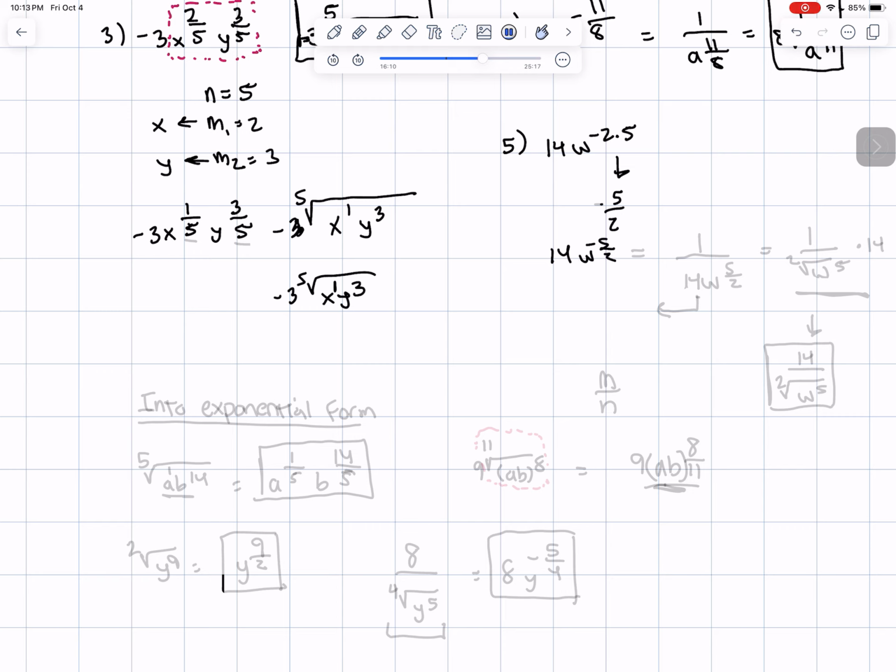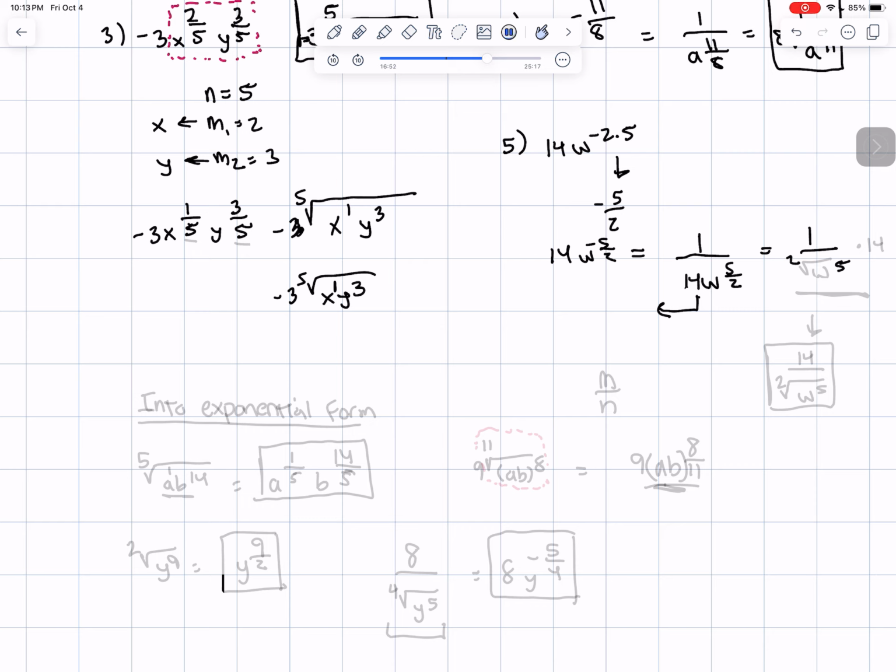But remember, it's negative. So I'm going to write it in my fraction form, because if it's negative, I have to put it as 1 over 14w to the 5 over 2. But once it's on the bottom, it becomes positive. So then we write it in radical form. But keep in mind that the 14 is separate. So I want this guy to be not looked at yet. I just want to do the w. So it's going to be w, square root, to the 5th for the m.